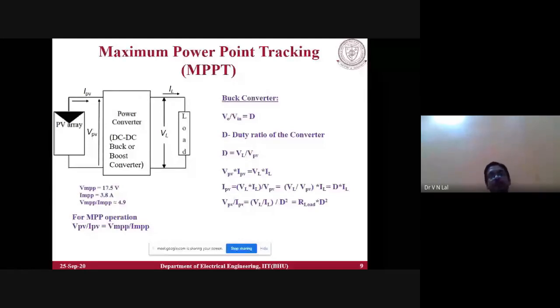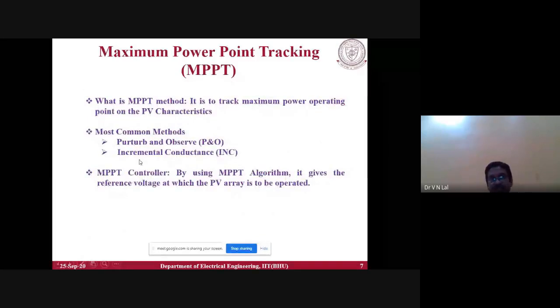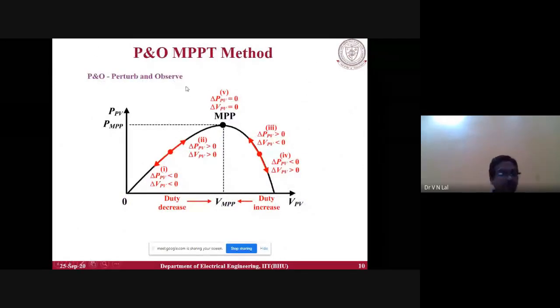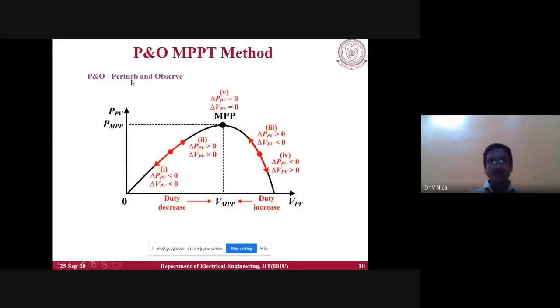Now come to the basics of P&O and INC. P&O means perturb and observe. Very simple. The two terms, perturb and observe, are there. Something is to be perturbed and something is to be observed to track the maximum power point. Perturbing means giving disturbance. So the voltage is disturbed, an increment or decrement in the voltage is given. And what is to be observed? The power is to be observed.